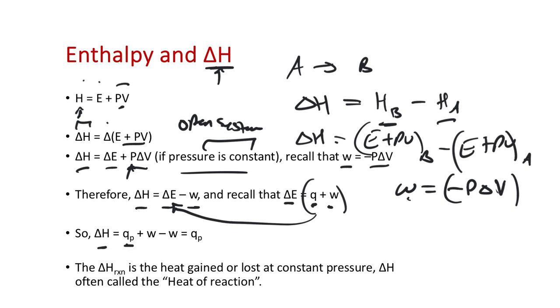And then we put the little symbol P in just to mean constant pressure. So it's the heat change at constant pressure. And then plus W minus W. So work cancels itself out.